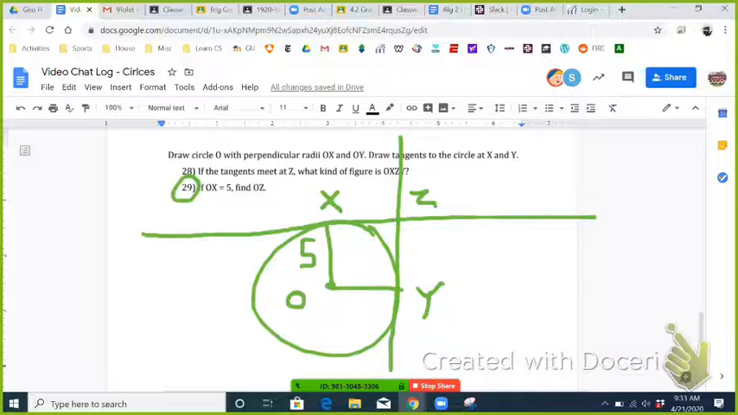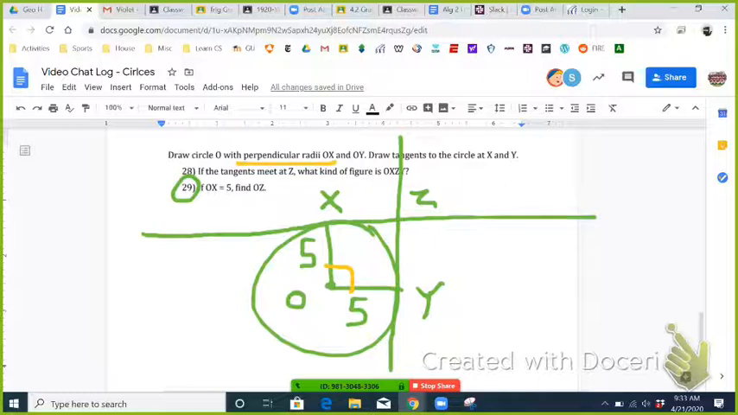Now, we kind of need 28 to figure out what 29 is. So if we know what type of figure OXZY is, it'll make 29 a lot easier. Alright, well, I know that this is going to be 5 as well, because they're both radiuses.